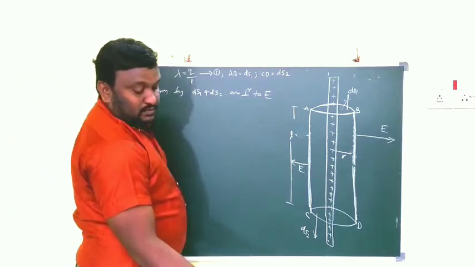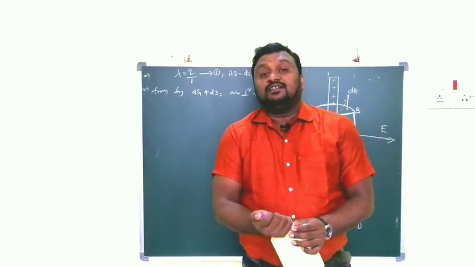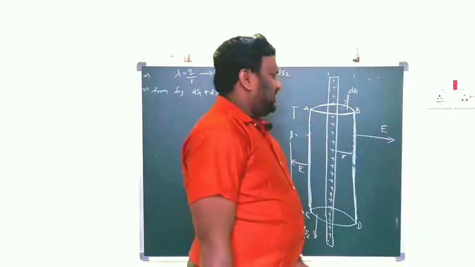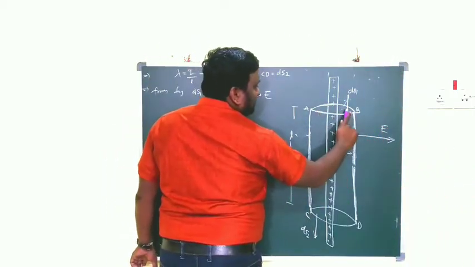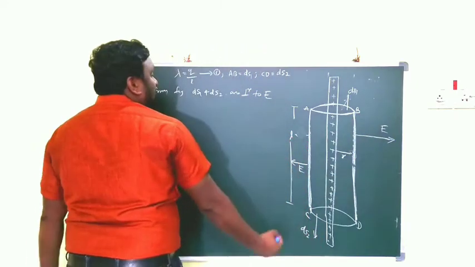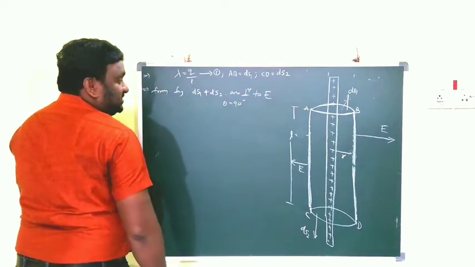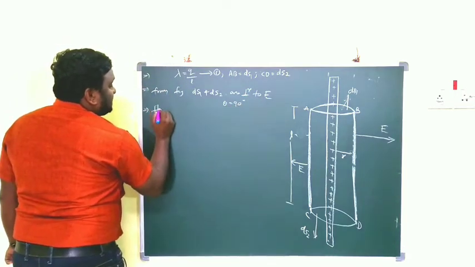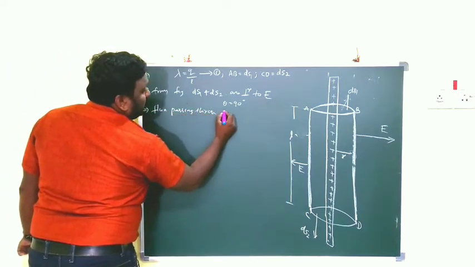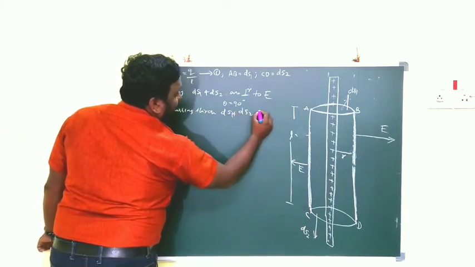Clear? What do you have to say from the figure? DS1 and DS2 are perpendicular to E. Just see here, this is DS1, I am showing it vertically, and this is E. How are these two perpendicular? When they are perpendicular, the angle theta is 90 degrees. That's why the flux passing through DS1 and DS2 is equal to 0.